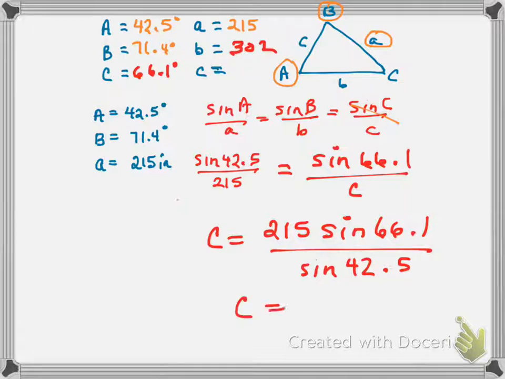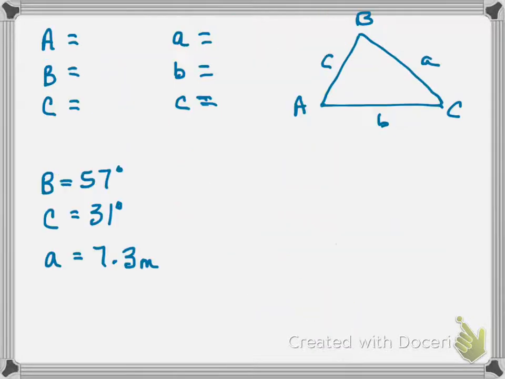So side length C is 291. The only thing, as I said, you don't have to worry about adding any parentheses, but your calculator will automatically open up a parentheses here, so you do want to make sure you close that before you hit divide. So 291, and we have now solved this triangle. Every missing part has been found.